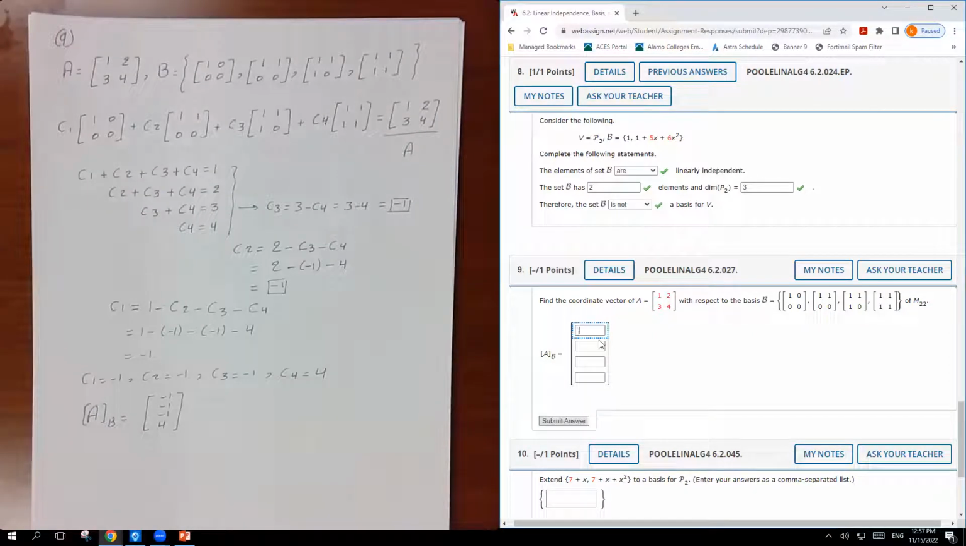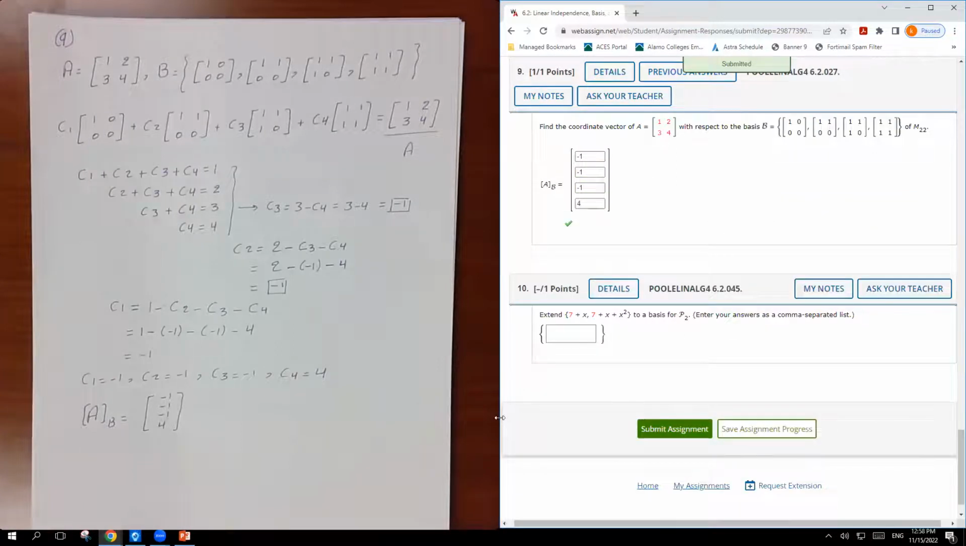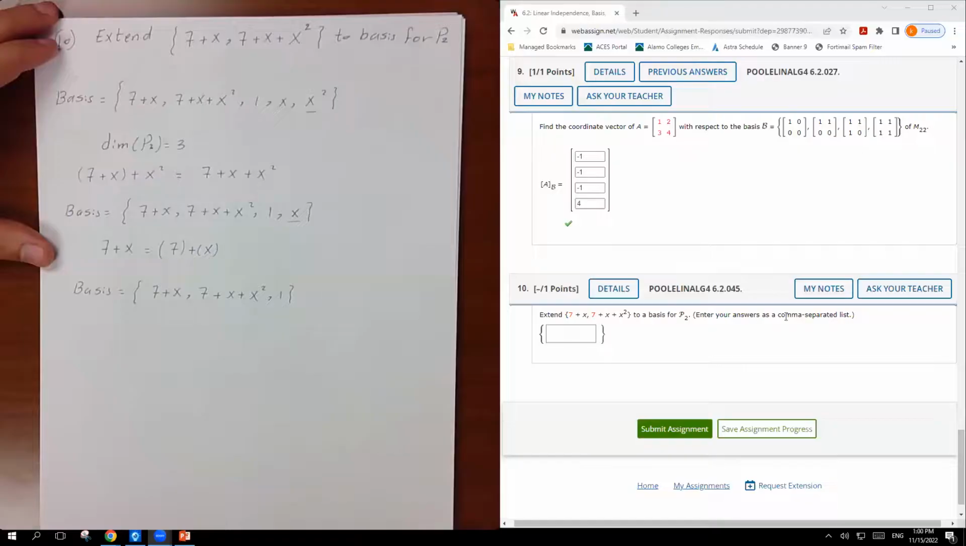So we're going to type here -1, -1, -1, and here is going to be 4 for this matrix. That's it for number 9. So for number 10, they're telling you to extend 7 plus x and 7 plus x squared. This is a base. We need to extend this base to a base for all polynomials with degree 2.